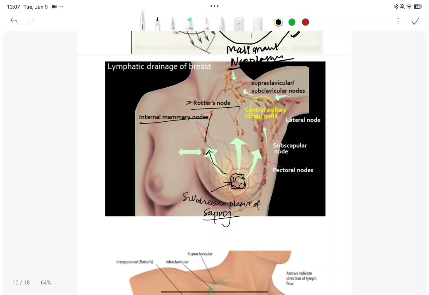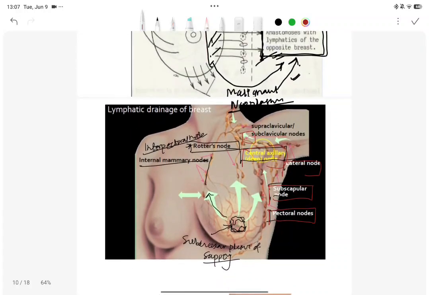This internal mammary lymph nodes, the Rotter's node. So Rotter's node is the interpectoral node, present between the pectoralis minor and major. And there is central axillary deep lymph nodes, and there is lateral nodes, and the subscapular or the posterior lymph nodes, and the pectoral or the anterior lymph nodes. So pectoral or anterior, and subscapular and posterior, lateral, central and the apical, apical गरेर यसरी 5 वटा axillary lymph node हुन्छ.